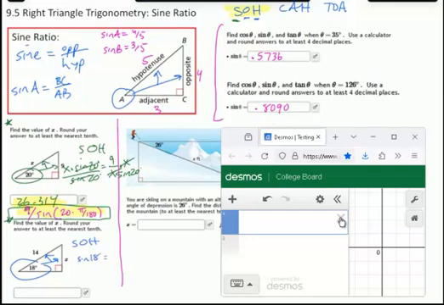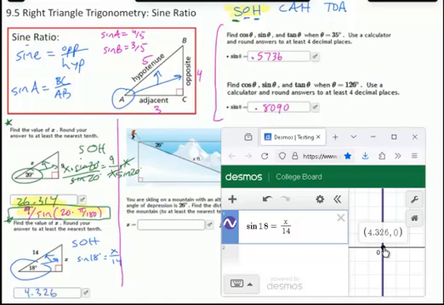So sine of 18 degrees is equal to opposite x over hypotenuse 14. Now, because our x is in the numerator, we can just type it directly. Sine of 18 equals x over 14. And then we click. Notice I can zoom in, but as long as I see where that intersection is, the 4.326 would be my answer.